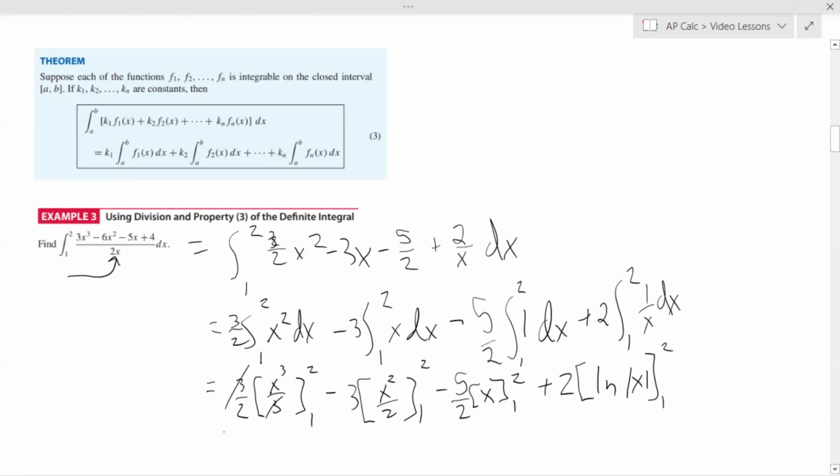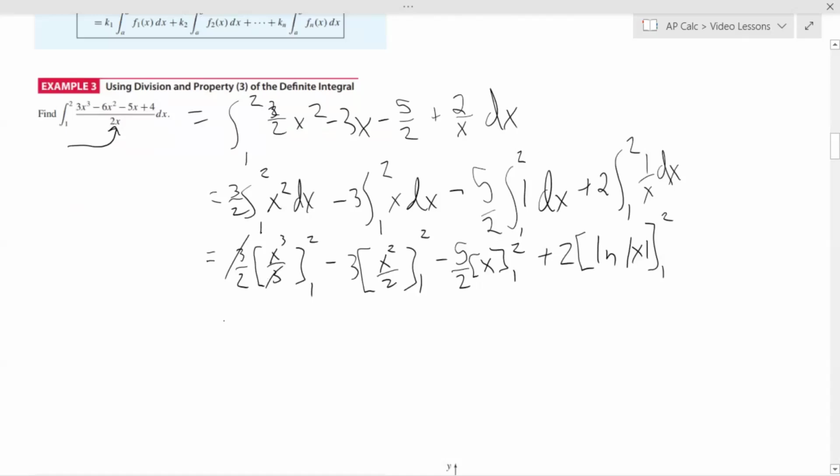So in that first set there, you're going to have 1 half, because the 3's cancel, times 2 cubed, which is 8, minus 1 cubed, which is 1, minus 3 times 2 squared over 2, which is 4 divided by 2, which is 2.